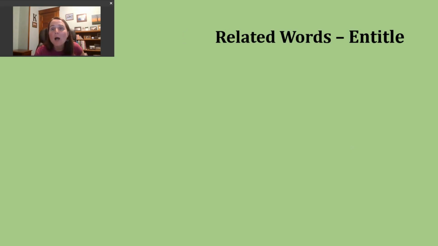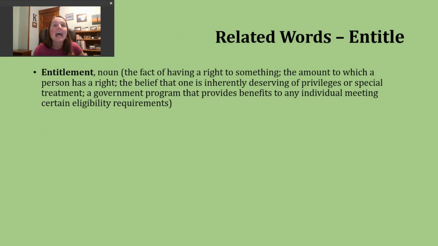Now, let's move on and spend a little time talking about some words that are related to our verb entitle. And the first word we'll discuss is the noun form of this word. The noun form is entitlement. And this word as a noun can have a number of different meanings. We're going to talk about 4 of them.